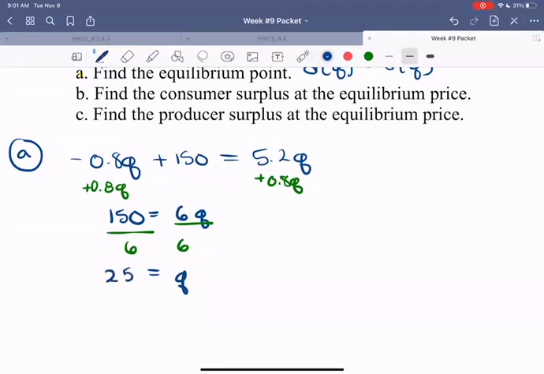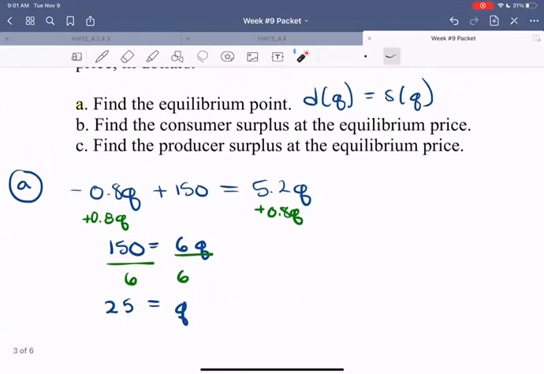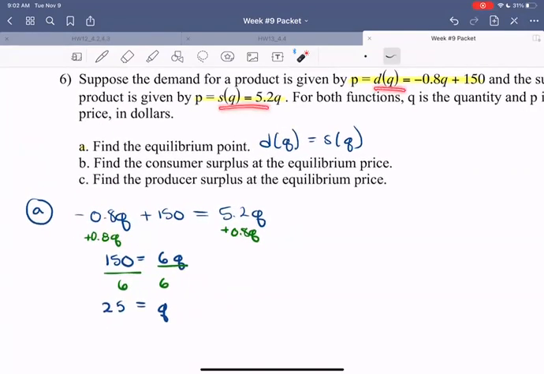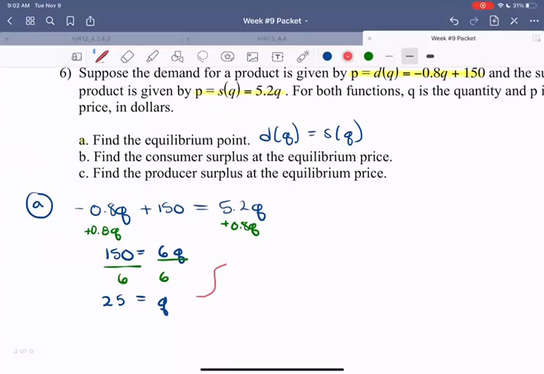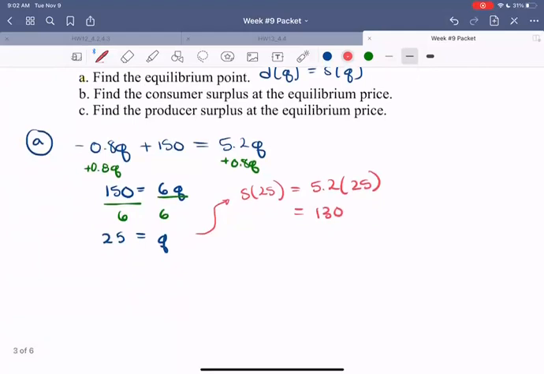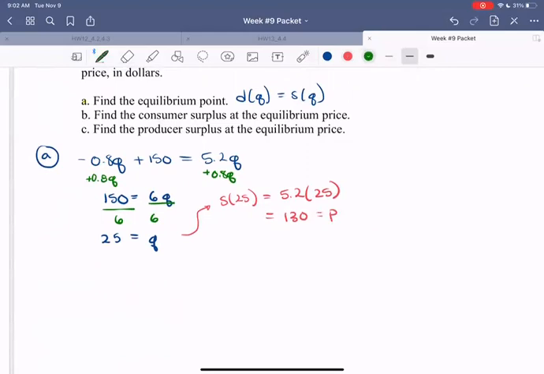which is 25. So now I know the Q value for my equilibrium point. In order to find P, I need to plug that Q into either function, S of Q or D of Q. Both of those functions will give me the P associated to the location where S and D, or supply and demand, are equal. I'm just going to pick the easier function to compute, which would be my supply. So I'm going to write S of 25. That's going to be the P value associated to my equilibrium point. That will be 5.2 times 25, which if we multiply that out, gives me 130. So my equilibrium point then will be P is 130 and Q is 25.